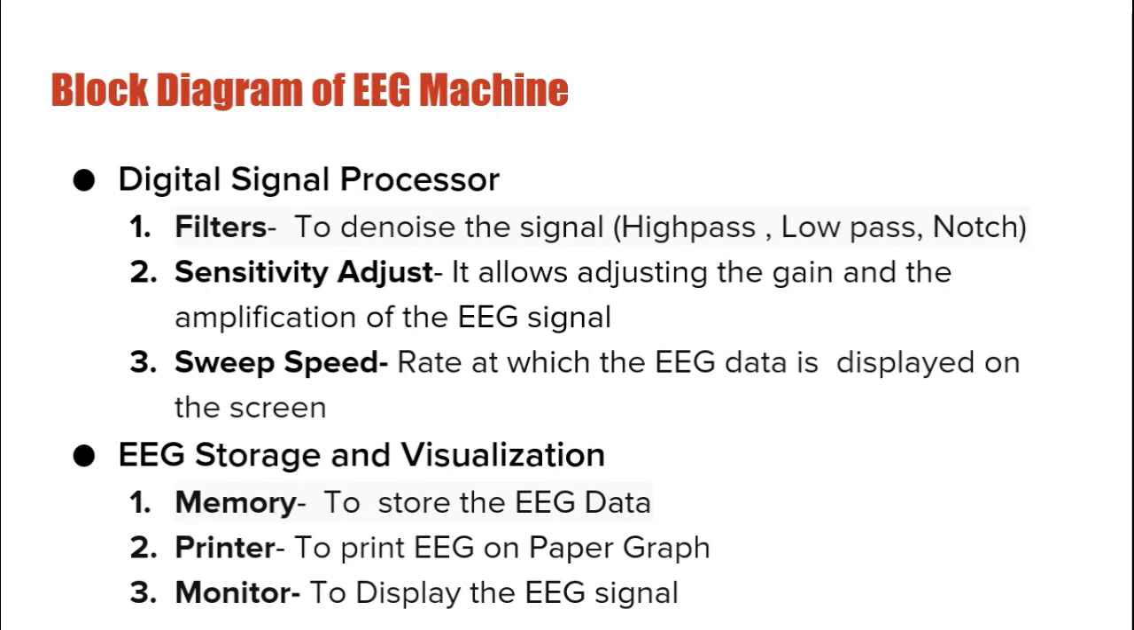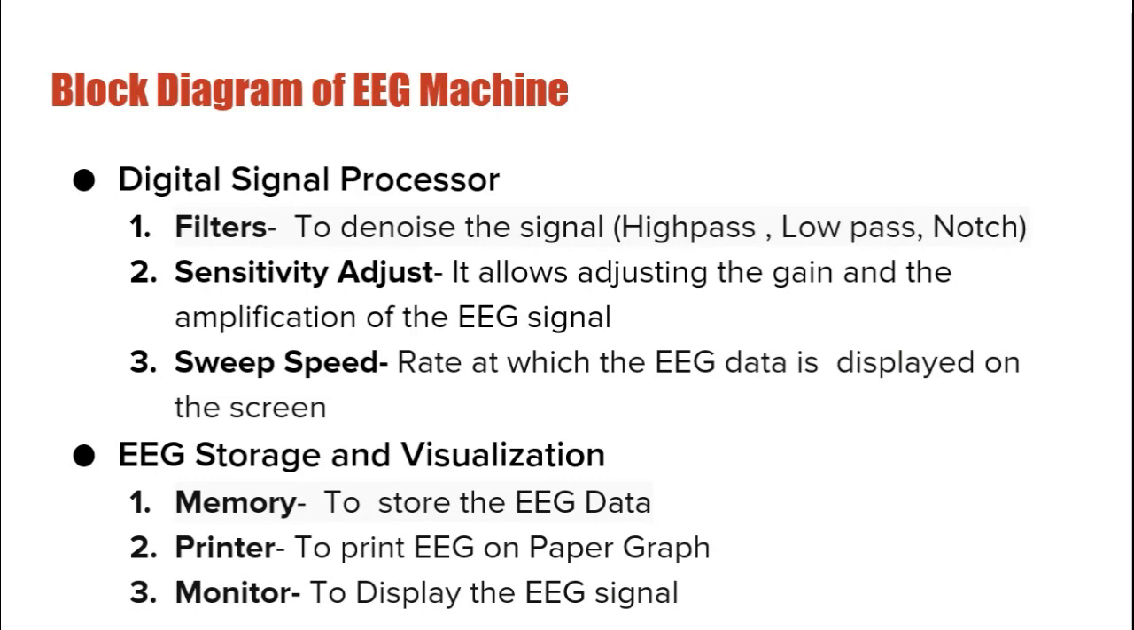In that there will be filters to denoise the signal. There are various filters: high pass, low pass, and notch filters. Next, in the signal processor, there is a sensitivity adjust part, which is used to adjust the gain and amplification of the EEG signal. Then there is sweeping speed, which is the rate at which EEG data is displayed on the screen. Next, a very important part is the visualization of the EEG signal.